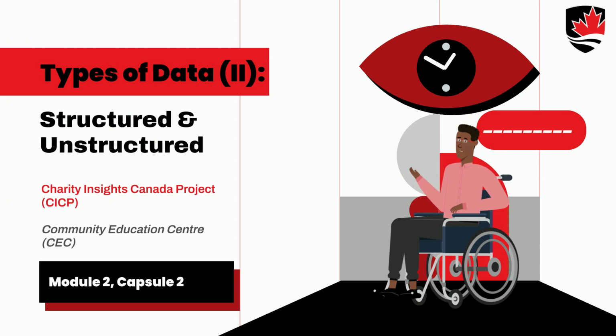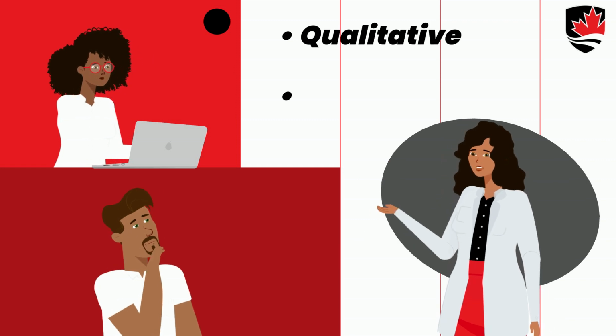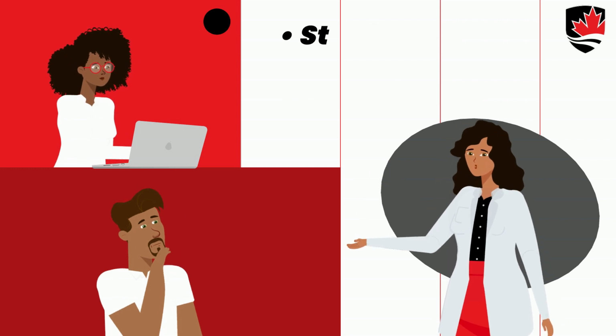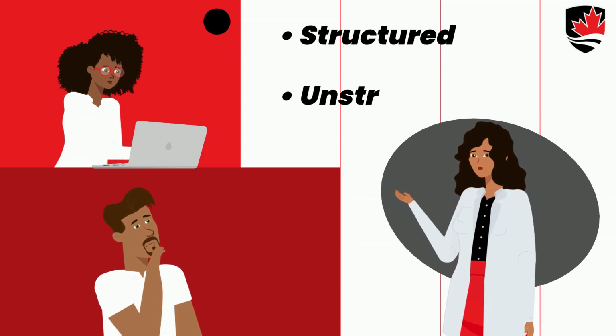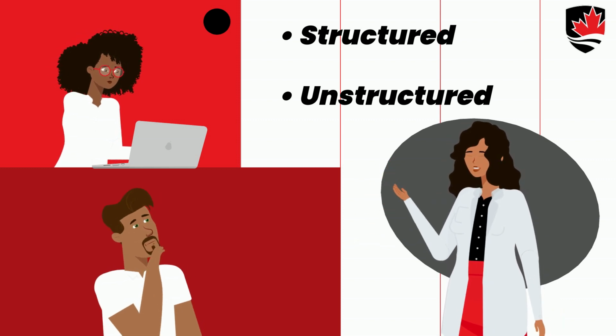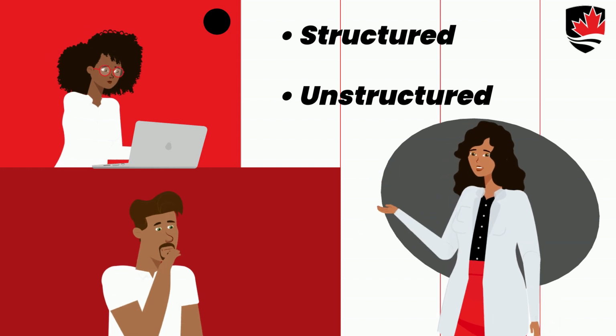Welcome to the second part of our video exploring different types of data. In the previous part of this video, we learned that data can be divided into two main types, qualitative and quantitative. In this part, we'll explore another important distinction, structured and unstructured data. These terms don't describe what data contain, but how data are organized and handled.